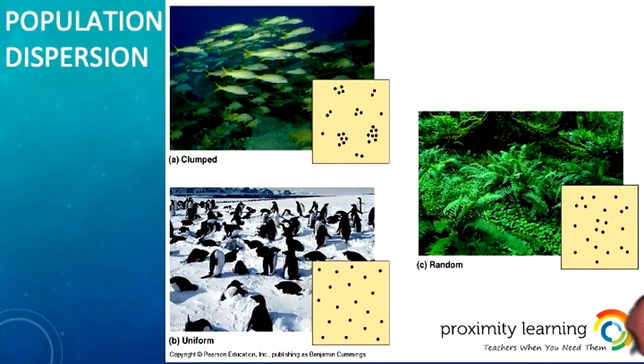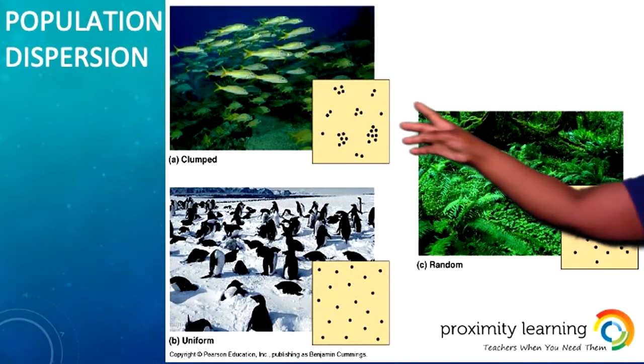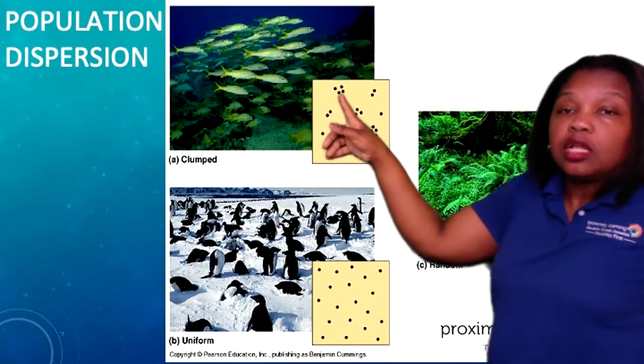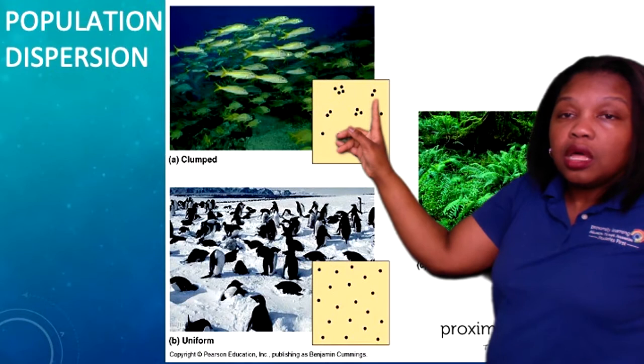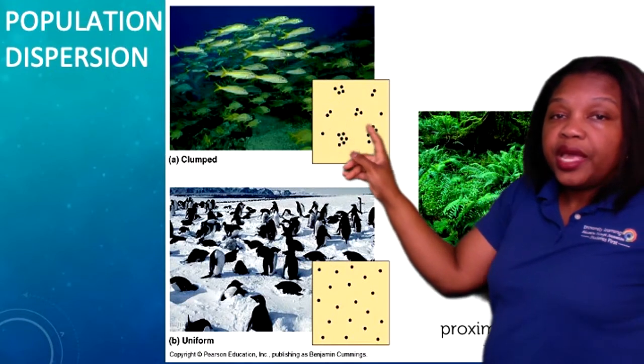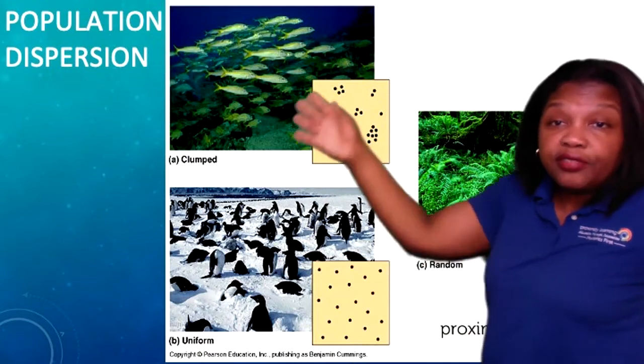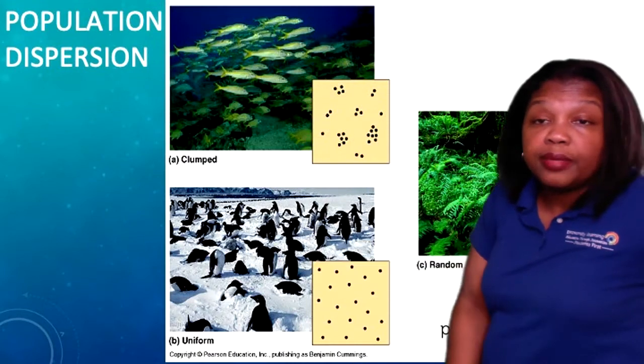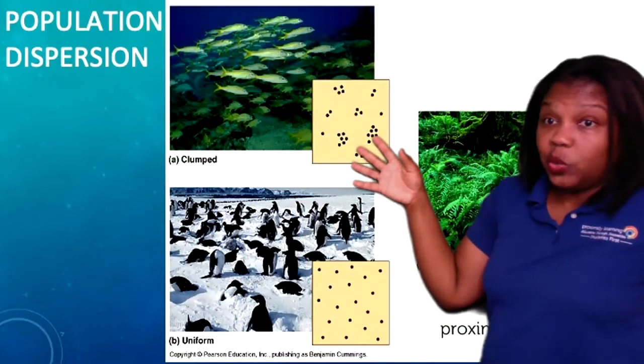So dispersion can be a number of different ways. You can have them clumped. Notice, you see the image here? You see how there's a clump here? Space, clump, space, clump, space, clump, space, clump. So some things live that way, like these fish live that way. People live this way too. I'll show you an image later of how people can live this way.